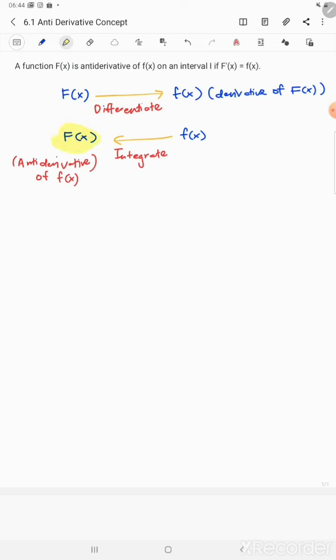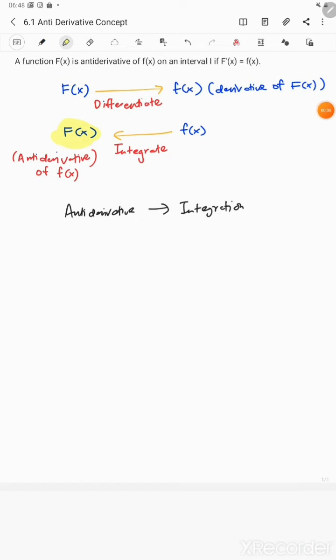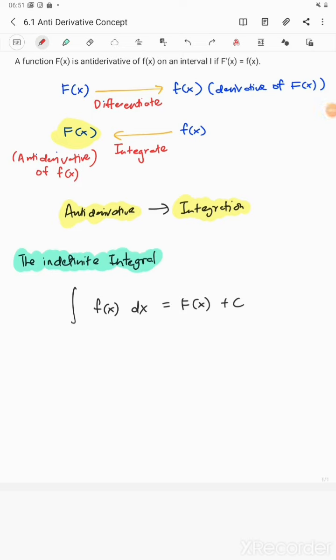The topic of differentiation we learned from 5.1 until 5.6. For integration, we are trying to get the original function by using integration. This starts from chapter 6, topics 6.1 until 6.5. Therefore we can conclude that the antiderivative can also be called integration. This is the simple word for the antiderivative. This is what we call the indefinite integral.